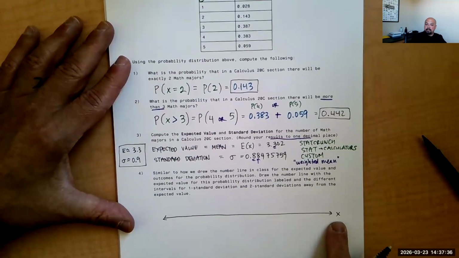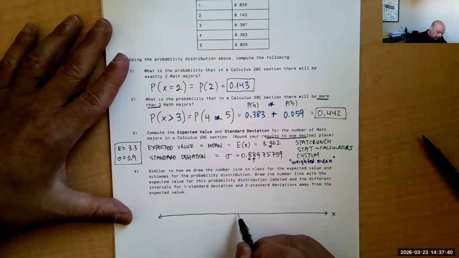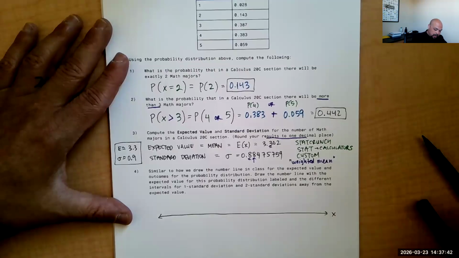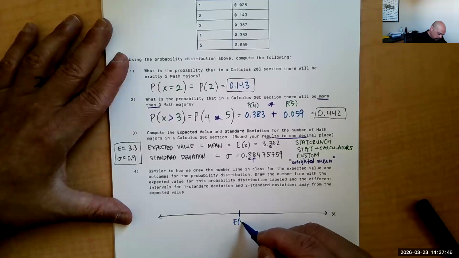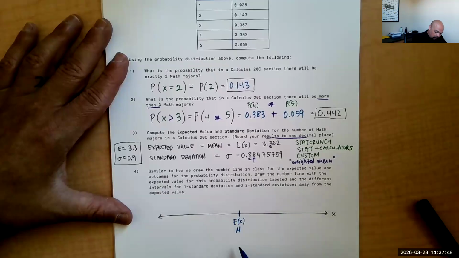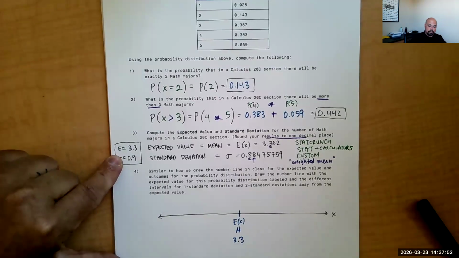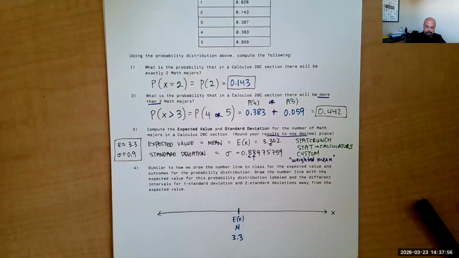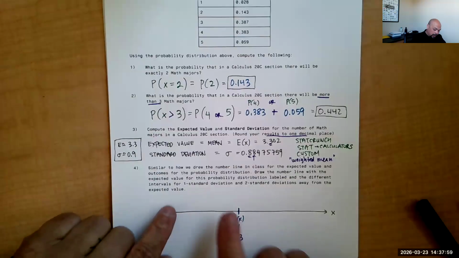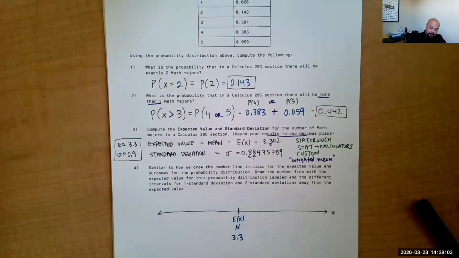If I make my number line, X is the number of math majors I might identify. In the middle, I'm going to put that expected value, the mean, our rounded value from above, that 3.3. Then we start to work our way out by taking one standard deviation above, one standard deviation below, 2 standard deviations above, 2 standard deviations below, and so on, right?